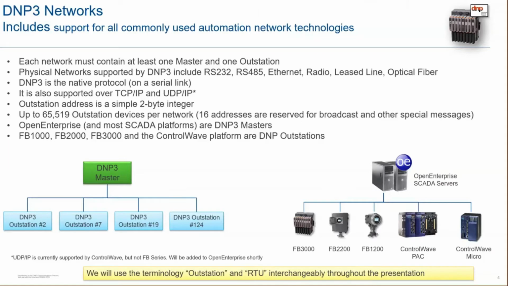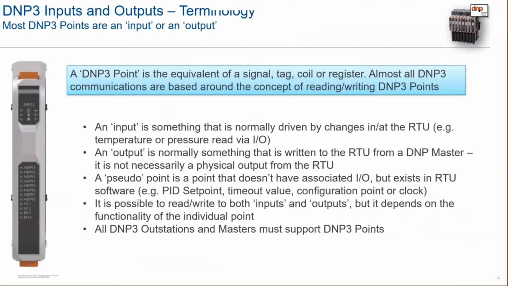What happens inside the RTU? Just like using BSAP or just like using Modbus, there's the concepts of inputs and outputs and signals, but it's slightly different terminology. A DNP3 point is the equivalent of a signal, a tag, a coil, or a register. It's really the smallest item we're dealing with that holds data. Almost all DNP3 communications are based around the concept of either writing or reading those points.